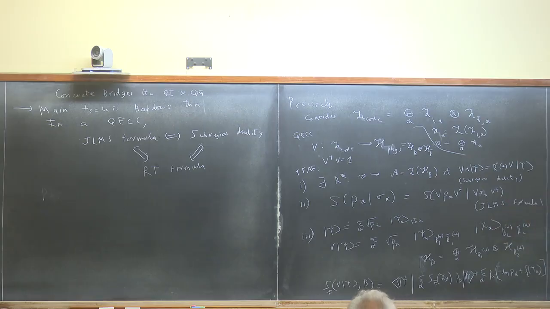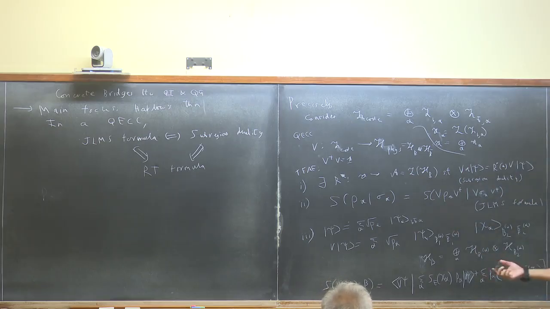Okay. Sorry, Ronak, just 1 minute. Yeah. What is the context? Okay, so I am just kind of reviewing Harlow's theorem about relationship between JLMS, subregion duality, and RT formula. The idea being that I want to kind of, basically what I say will hopefully make my point clear.